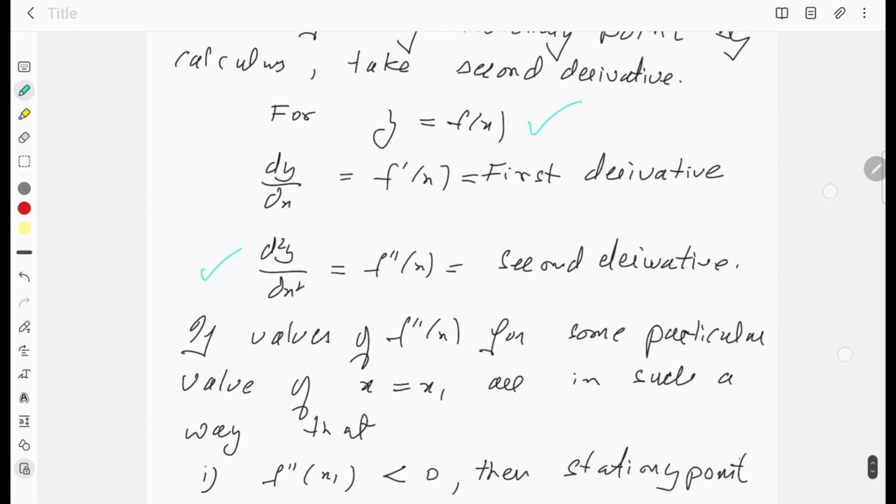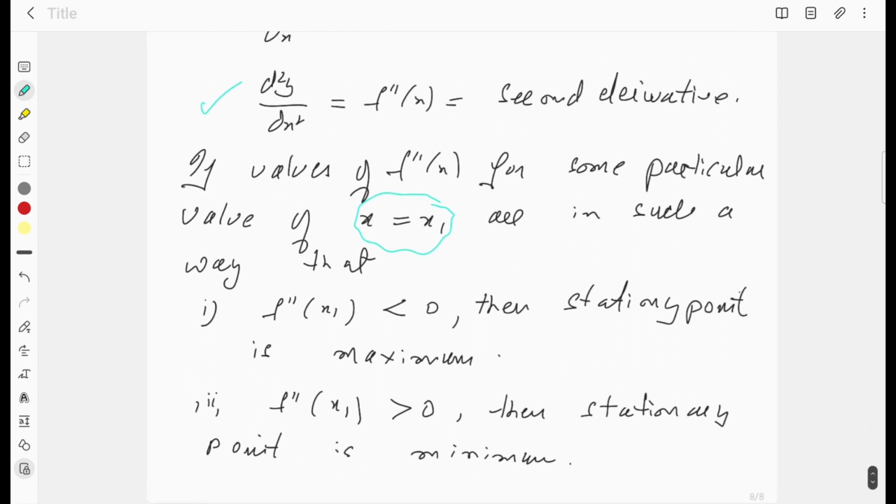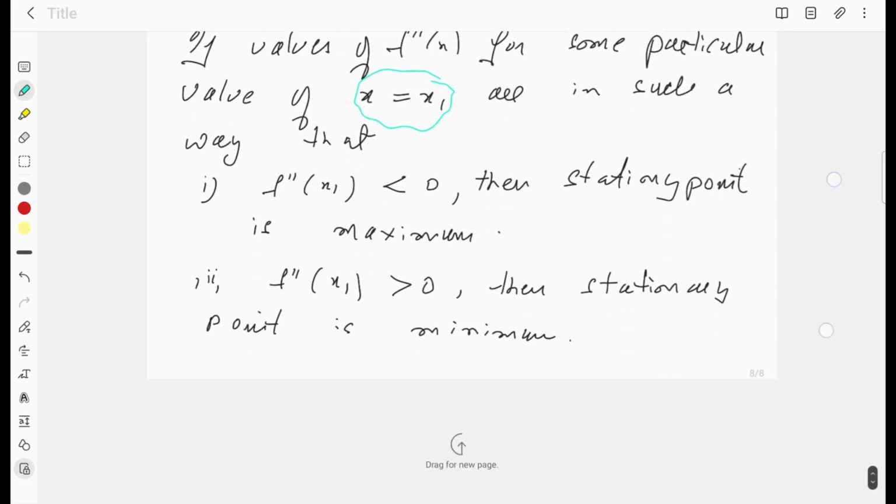In the second derivative, you will plug in the value of x. This x equals x1 you are getting through your stationary point. So when you plug the value x1 into your double derivative, then either you get the double derivative less than 0 or greater than 0. If the value of the double derivative is negative, less than 0, then the stationary point is a maximum, and if it is positive, then the stationary point is a minimum.